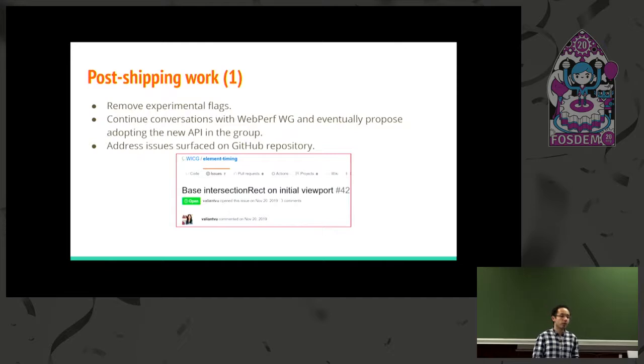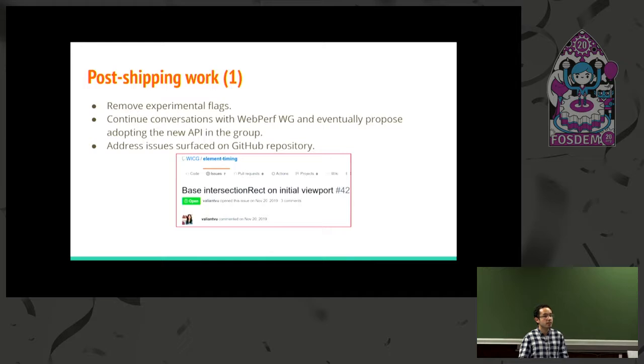Even after shipping, the work is not done. There are several things that we need to continue doing. For example, the most obvious one is to remove all the experimental flags, because once they are enabled by default, well, maybe after a while, to make sure you don't need to unship this. If you still have the flag, it's very easy to unship a feature, but once you're sure you're not going to unship, then we remove the experimental flags.